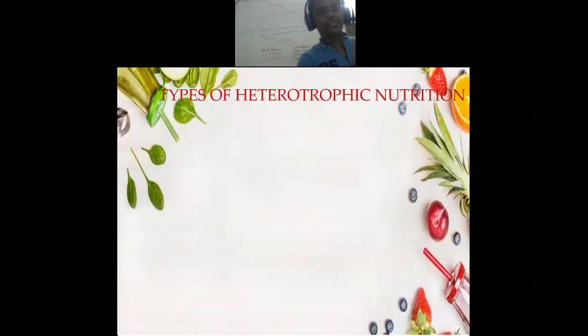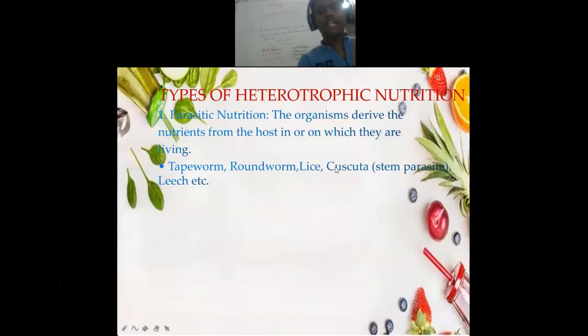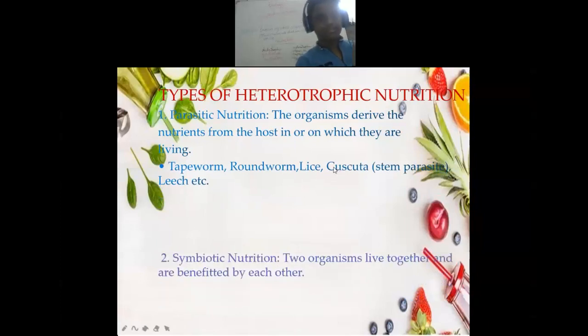Types of heterotrophic nutrition. Parasitic nutrition. The parasitic organism derives its nutrition from the host in which or on which it is growing. Examples are Cuscuta, lice, roundworm, and leech. Cuscuta is a stem parasite.